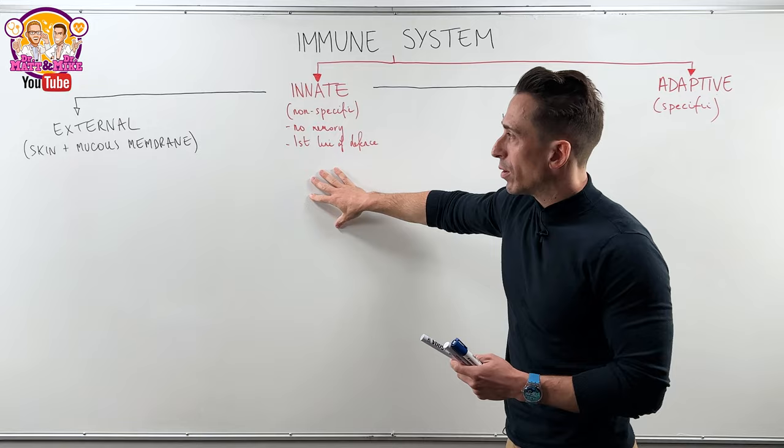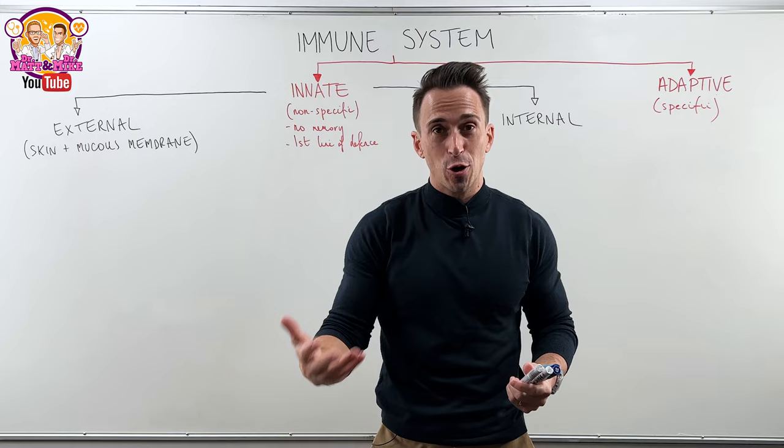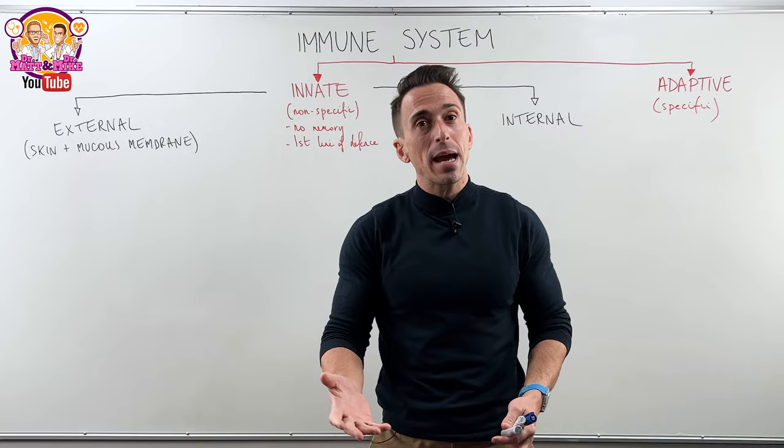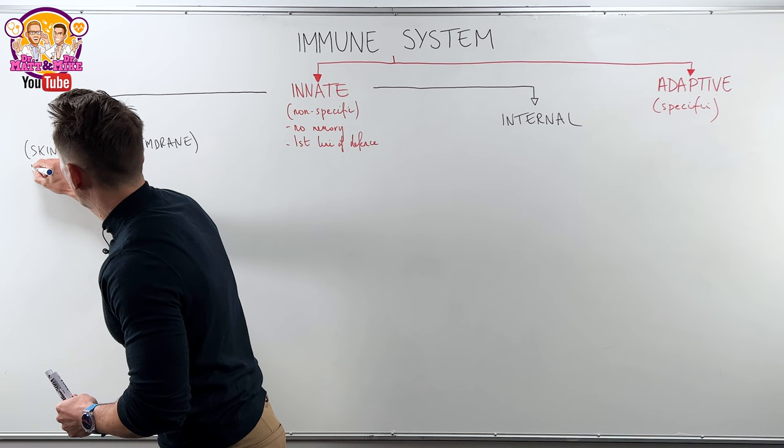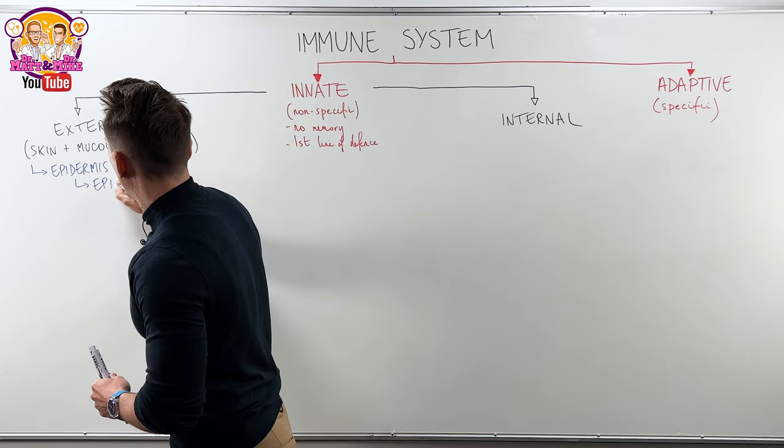So firstly is our skin. We know that when you're looking at me and I'm looking at you, I'm looking at your epidermis. Now your epidermis is the most superficial layer of your skin and it's made up of epithelia. So let's write this down. So we've got our epidermis. And our epidermis is made up of epithelia.